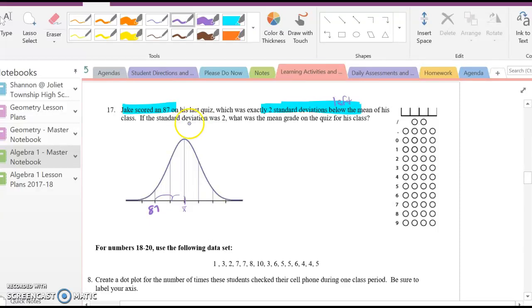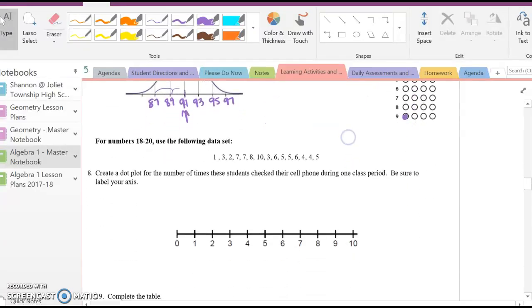Now I know the standard deviation was 2, so that's what I'm counting by. If I wanted to go to the right, I have 89, 91, 93, 95, 97. What was the mean grade? The mean now is 91. So I would write in 91, bubble in 91.